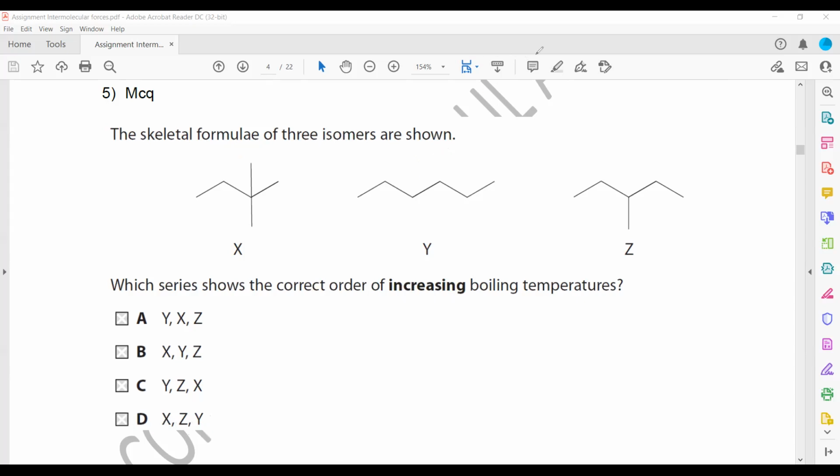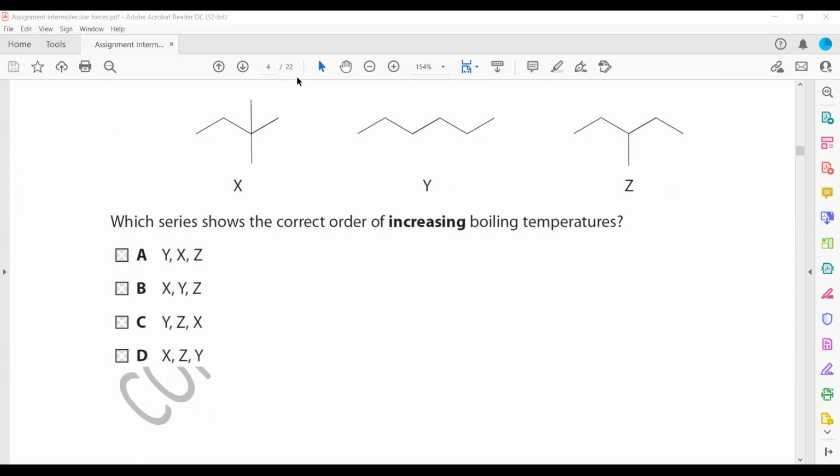Sometimes they ask for a reason for that. So what will be the reason? You will mention that as the number of branches increases, the surface area in contact for a molecule decreases. That's why the boiling point decreases.